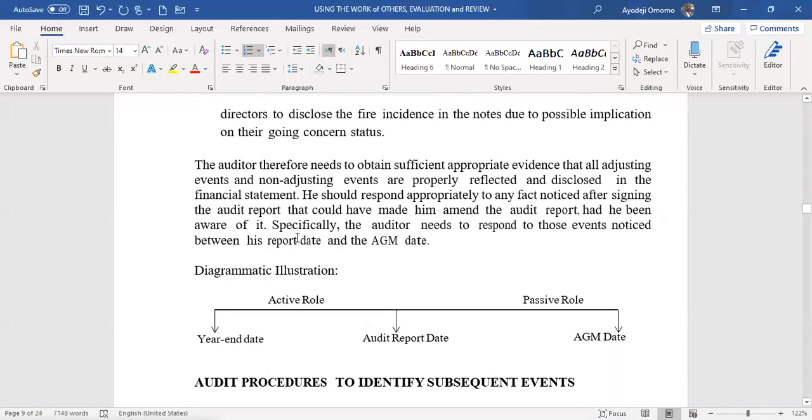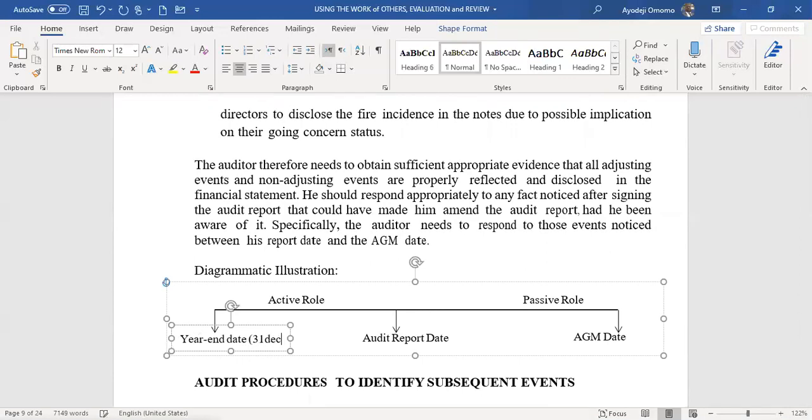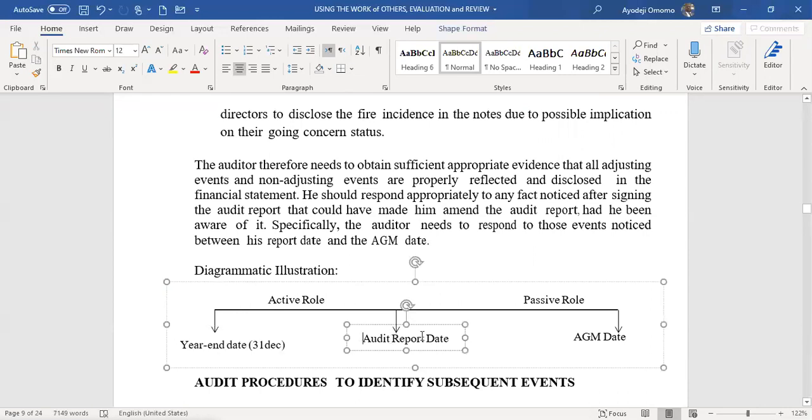Now, to conclude on this subsequent event review, I need to give you this diagrammatic illustration of what the auditor's responsibility is from year end, audit report date and AGM date. This year end, we're assuming that this is 31st December. Audit report dates could be any period. Let's say the audit report will now be signed, say, April 20th. Let's assume. Now, what is the role of the auditor between this 31st December and audit report date?